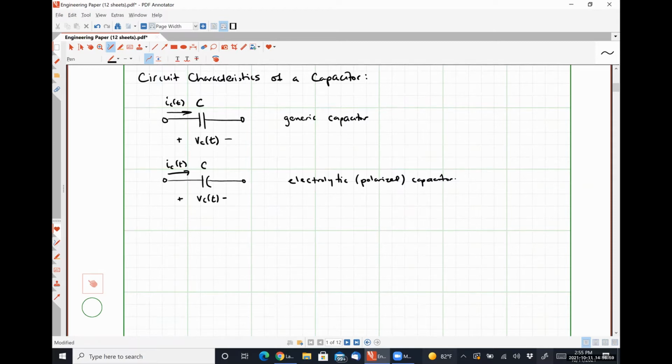Yes, C is just capacitance. All right. So some textbooks use these schematic symbols interchangeably, okay? But in a real technical drawing, the curved plate one actually means an electrolytic or polarized capacitor.